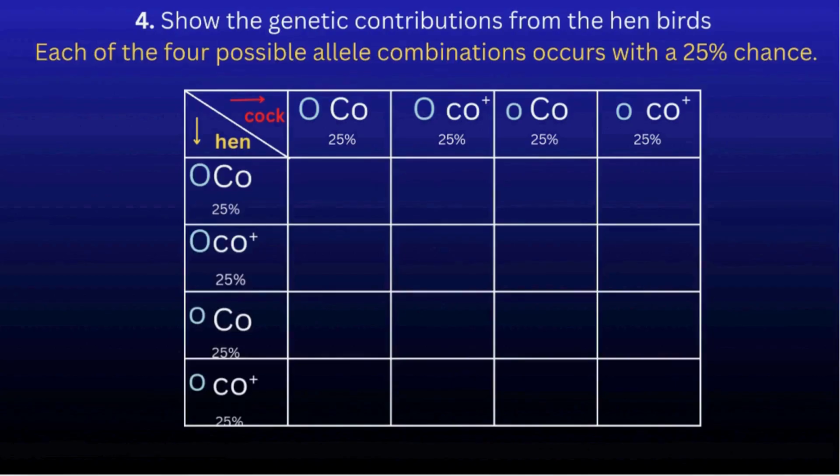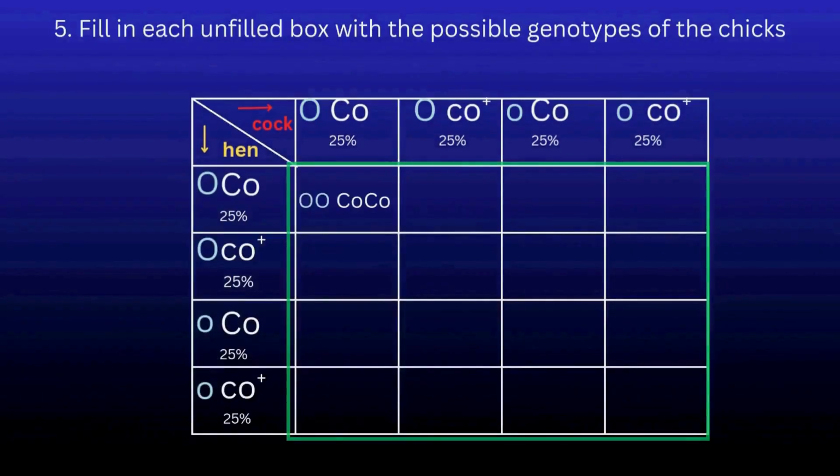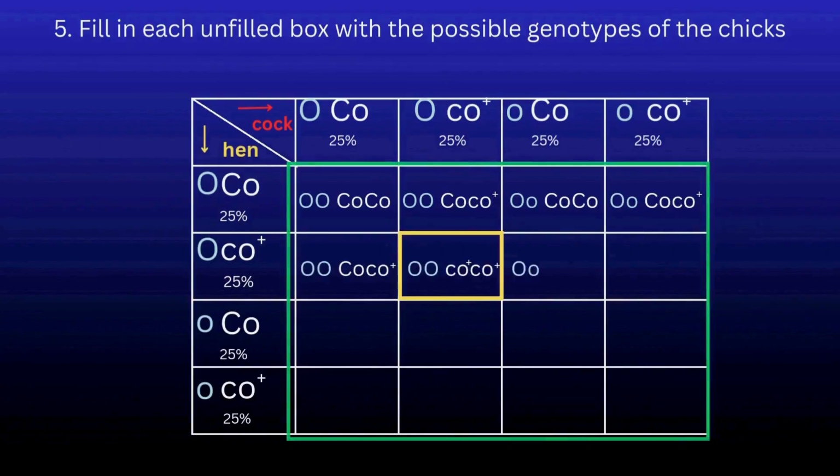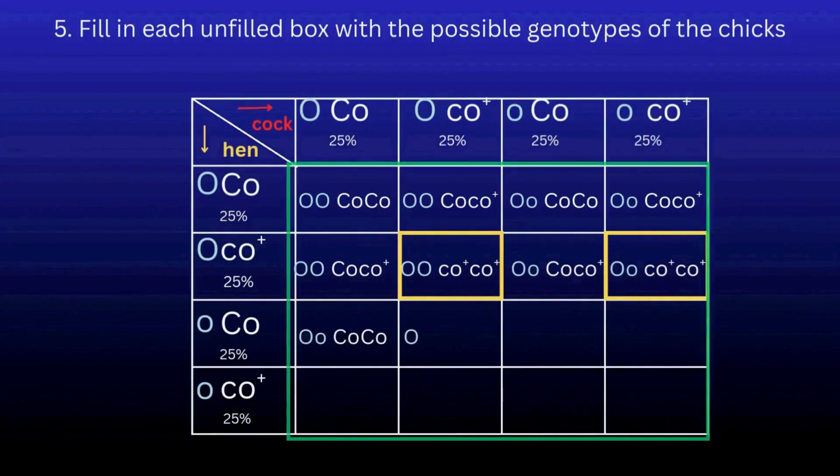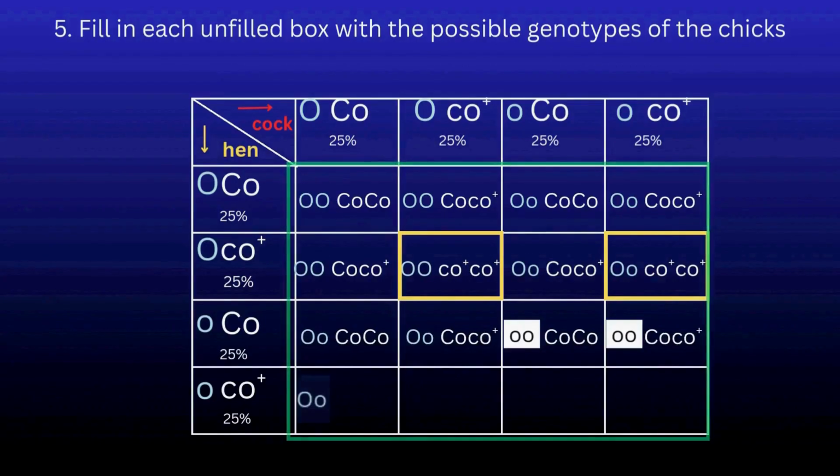It is helpful to realise that if this was a different cross, the hen and the cockerel contributions might be different from one another, and then the reminder in the top left box would be particularly useful. Now, she fills in each unfilled box with the possible genotypes of the chicks. These will be a combination of what the cockerel and the hen donates. Use the columns and the rows to guide you. Consider one gene at a time.